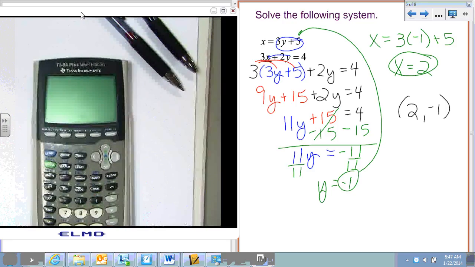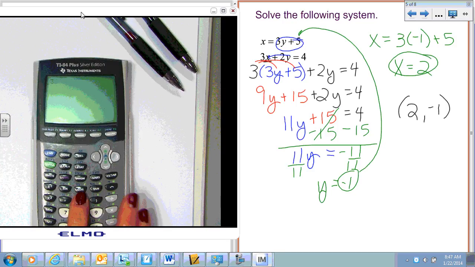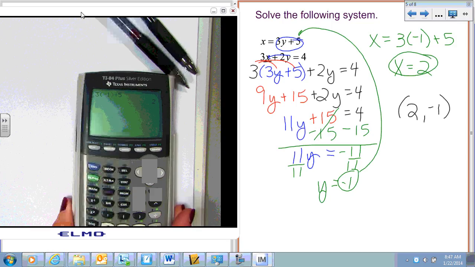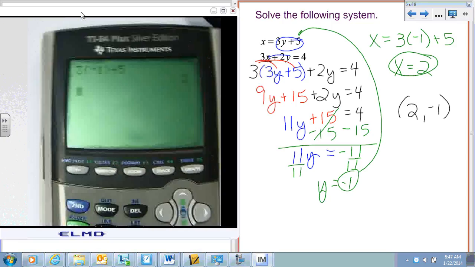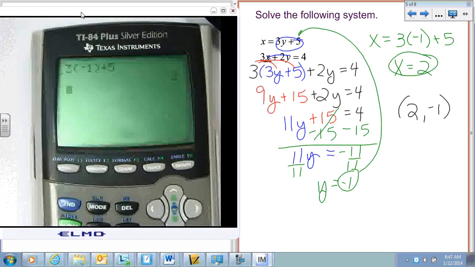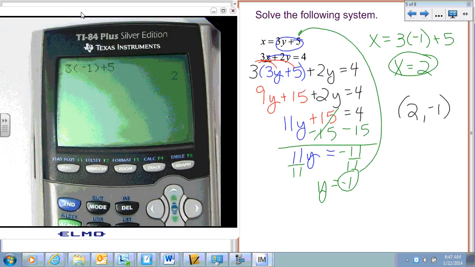So I'm going to take 3 times negative 1, that y value, and add 5, and I get 2. Can you guys see my calculator with the light on there? It's a little bit better. So I know it's going to work in that first equation because that's the equation that I originally plugged y into.